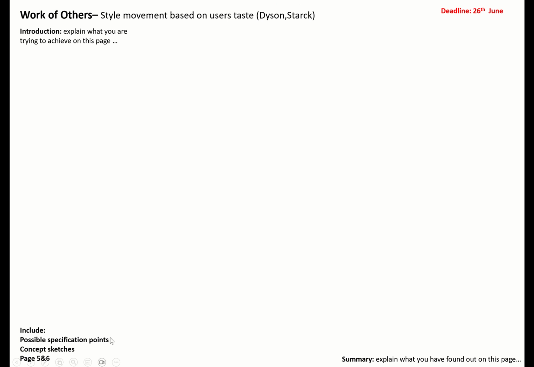What you want to be doing at the bottom of the page is including possible specification points. So if there's things which you think, right, yeah, that's really strong, that's something I could include in my final design, then you want to be popping it at the bottom of the page as the PSPs. But also, do you remember what I said right at the beginning? You want to be populating your final specification, which is on page 13, I think.